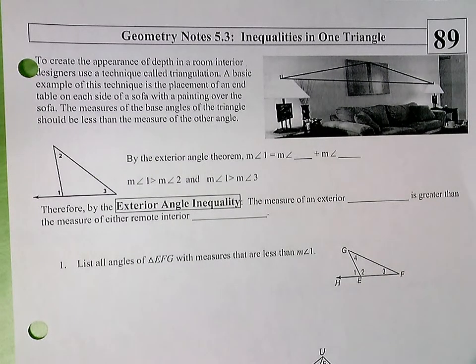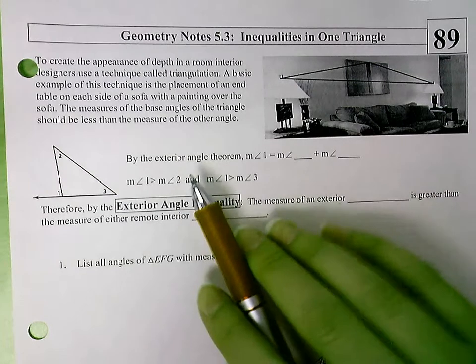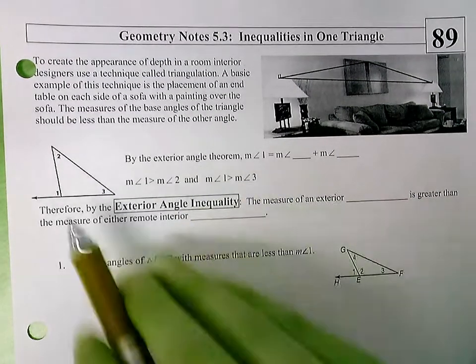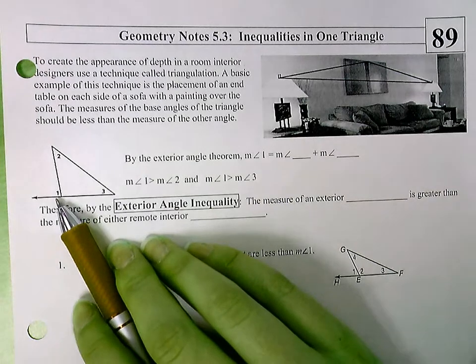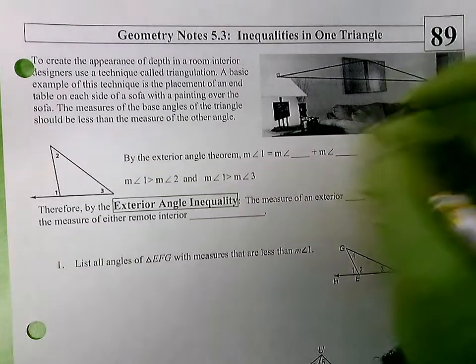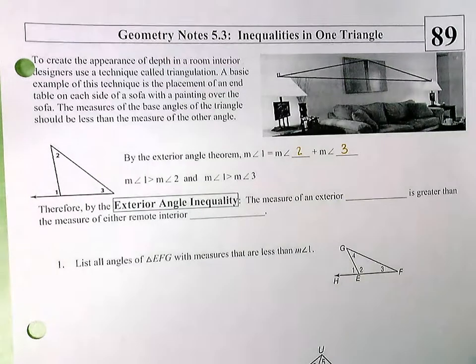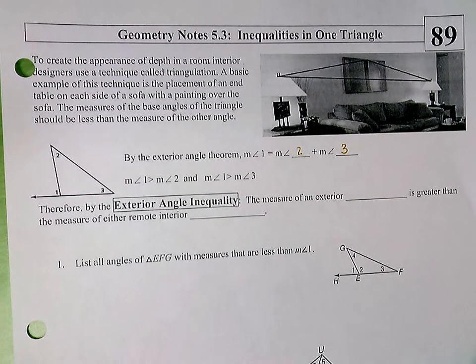Okay, so today what we're going to do is use our exterior angle theorem that we talked about in chapter 4. Okay, so by the exterior angle theorem, the measure of angle 1 over here in this triangle is equal to the measure of angle 2 plus the measure of angle 3. Okay, again, we talked about that in chapter 4. I can add my two remote interior angles together to get that exterior.